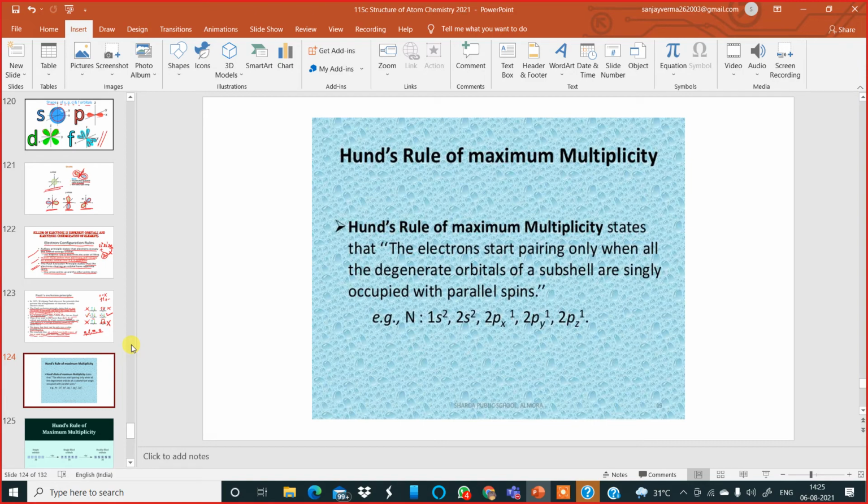With regard to Hund's rule of maximum multiplicity, which I have told you at that time also, the electrons start pairing only when all the degenerate orbitals of a subshell are singly occupied with parallel spins. Degenerate orbitals means what?